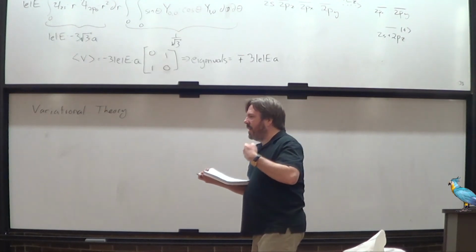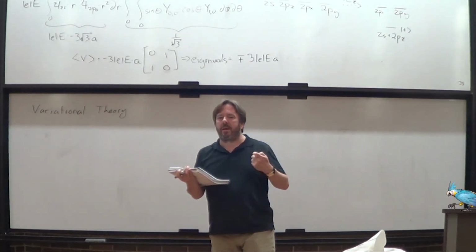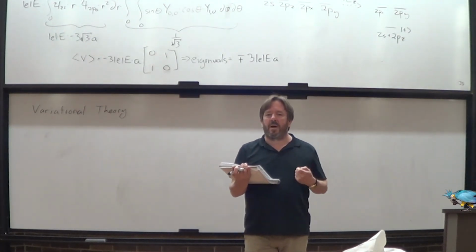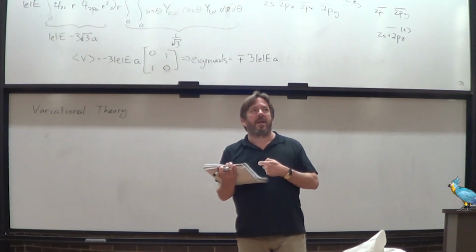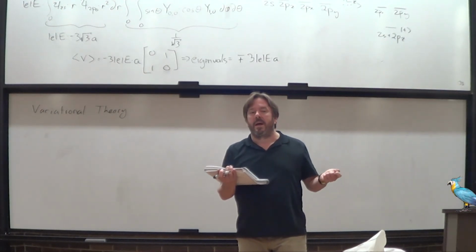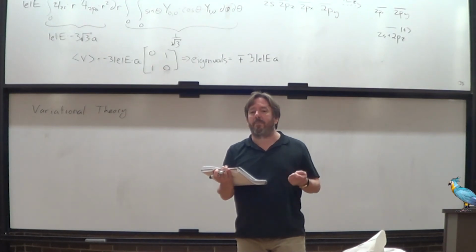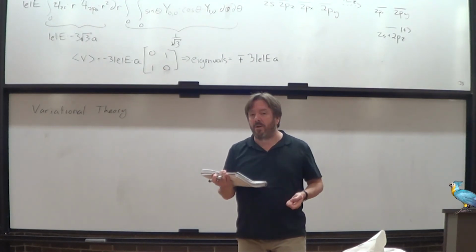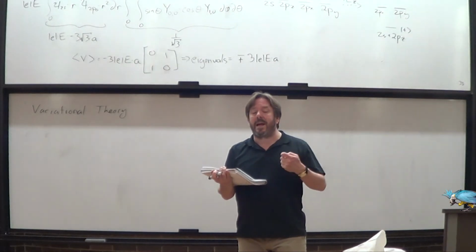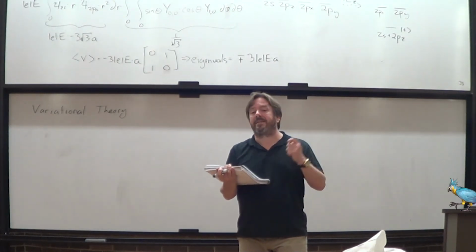Remember that there are lots of times, like when atoms have more than one electron, where you, the best mathematician in the world, cannot exactly solve this. There's no analytical solution. There's no pen and paper solution. There's only numerical solutions. For anything that has more than two electrons, that's true, and that's everything.